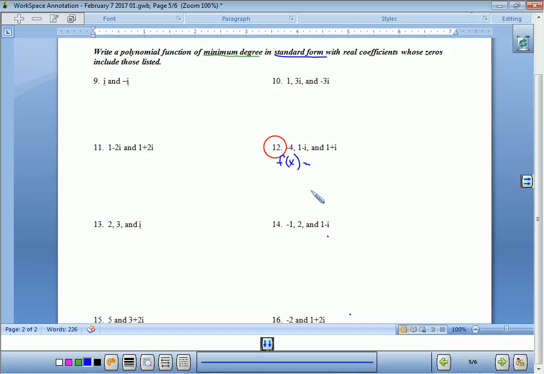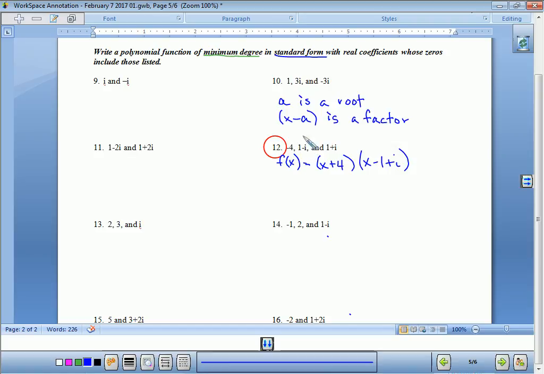If -4 is the root, what is the factor? X plus 4. Very good. So remember, if A is a root, then X minus A is the factor, right? So when we get this one right here, 1 minus I, and we have to subtract that, it becomes X minus 1 plus I, because we have to distribute that negative. So it's going to change this sign and that sign.